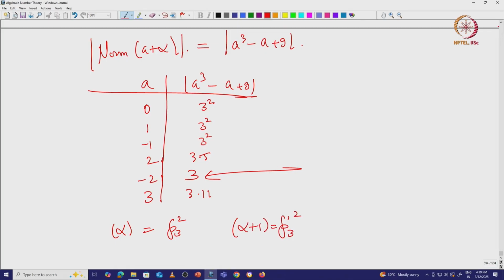right. These two are of course different primes, because if this is also P3 square, then alpha and alpha plus 1, they both belong to P3 square, which means that 1 belongs to P3 square, and that does not happen. So, they are different primes, and you see alpha minus 1 is also the square of a prime above 3. So, it has to be of this form, right.